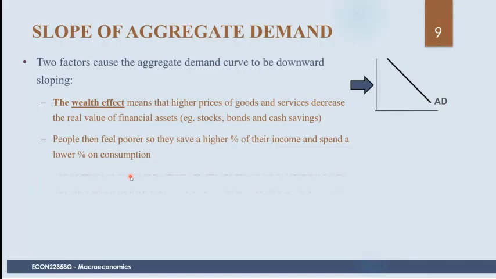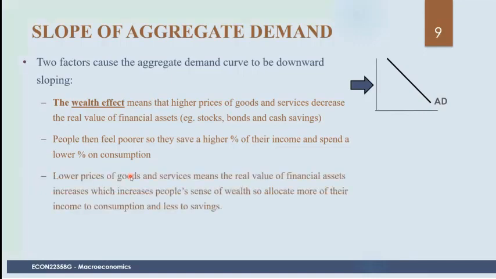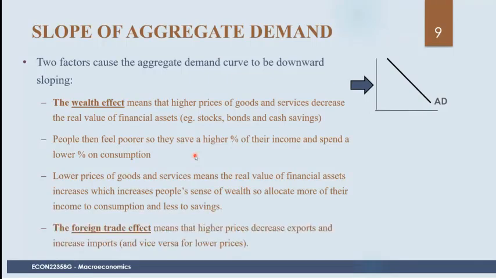And then the other effect is on foreign trade. Well, before we finish that, lower prices of goods and services means the real value of financial assets increases, which increases people's sense of wealth, so they might allocate more of their income to consumption and less to saving. And the foreign trade effect means that if our prices are higher relative to another country, we're not going to be able to sell as much of our exports. But if our prices are lower, we can sell more. So that's the idea there. We can think of it being downward sloping for those two reasons.